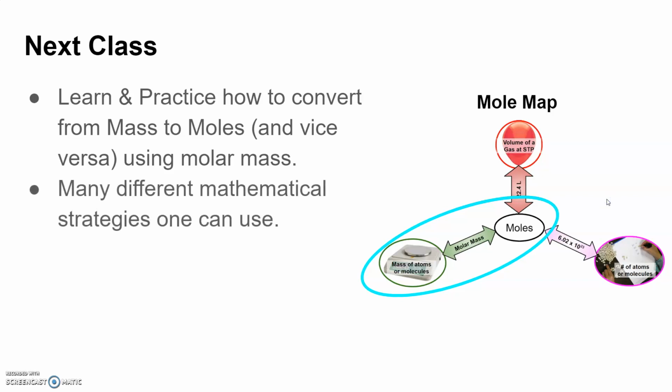Now, there are many different mathematical strategies that one can use to do this conversion. For example, you can use a plug and chug method by plugging in values into an equation and solving. You can also set up proportions to solve. We are going to be learning what's known as dimensional analysis.